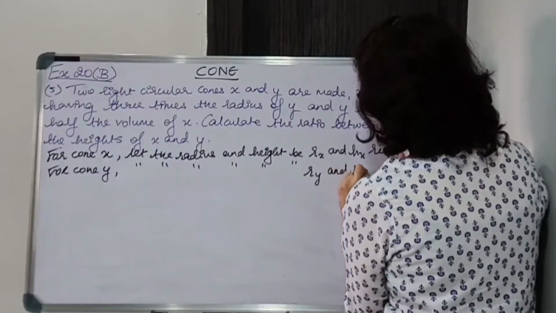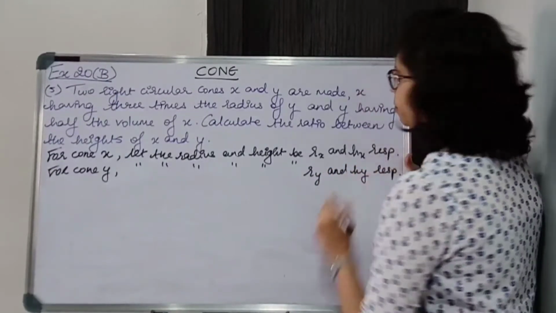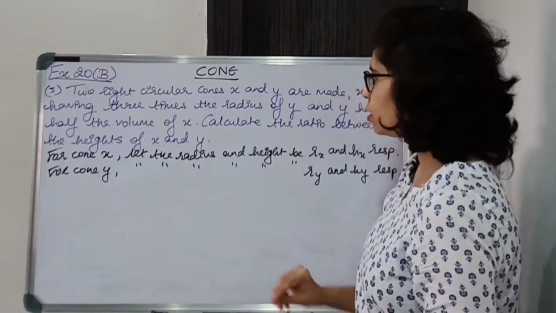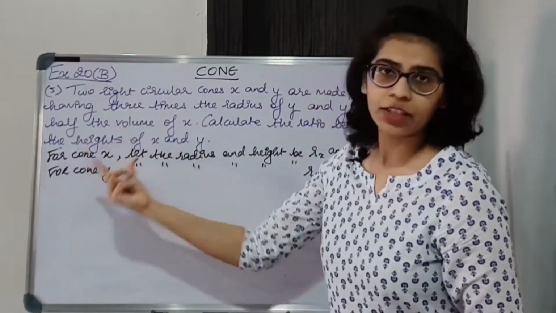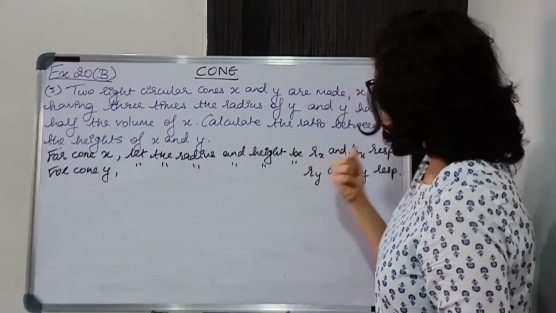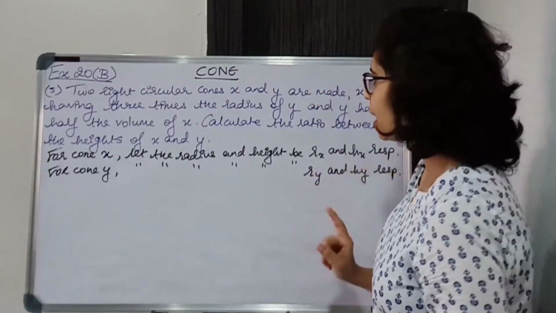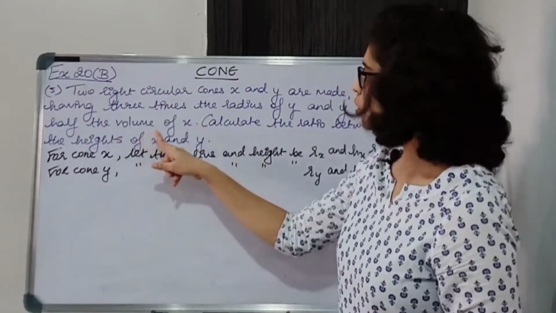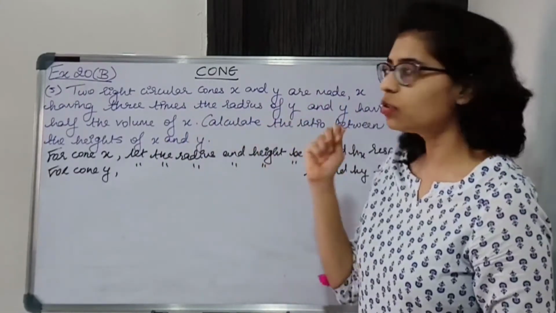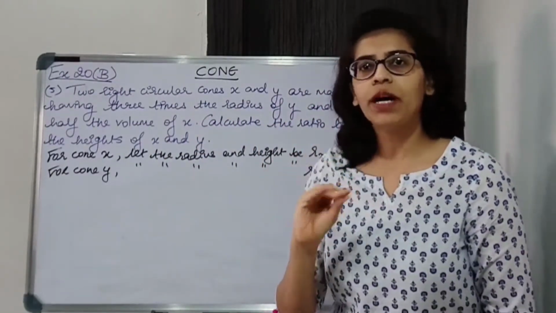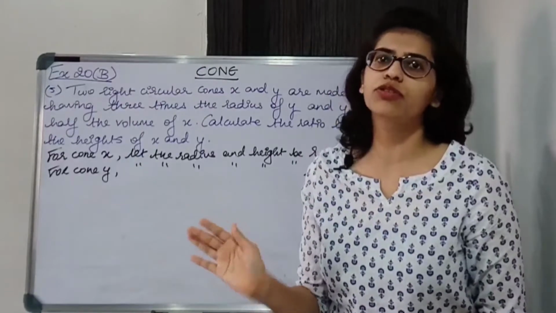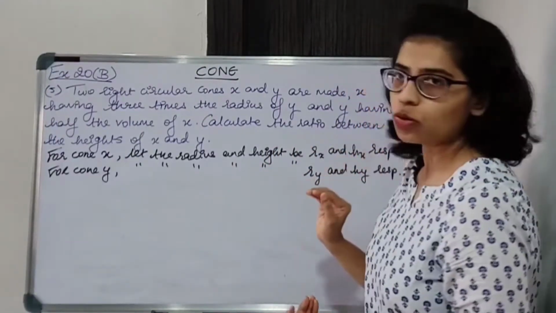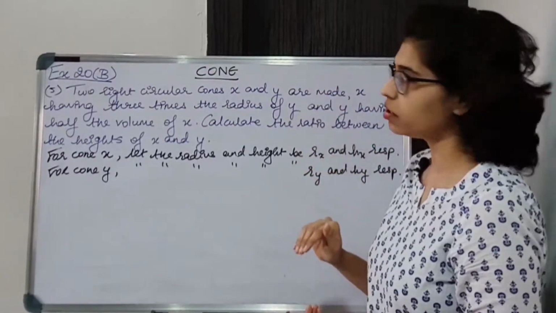ry and hy respectively. Now we are not considering slant height over here because we are asked the height, not slant height. So we'll consider h only, and what is given is the volume. You are given the relation between the radius and the volume. Now volume is 1 by 3 pi r square h, so l is not in the picture, so that is why we are not considering l of these two cones over here.